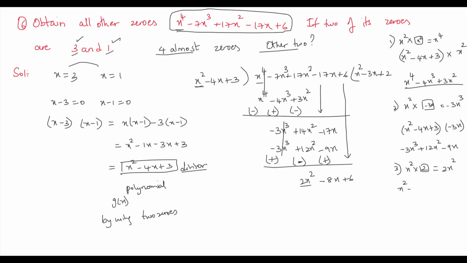multiply the divisor, that is x square minus 4x plus 3, by 2. We'll get 2x square minus 8x plus 6. Place it carefully here. Change the sign. Plus to minus, minus to plus, plus to minus. All these get cancelled. We'll be left with 0. Now how to find the zeros? We found the remainder. We found the quotient. Take the quotient and find the zeros.